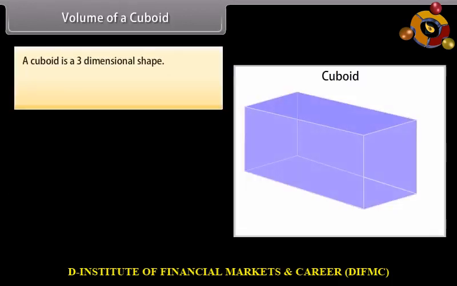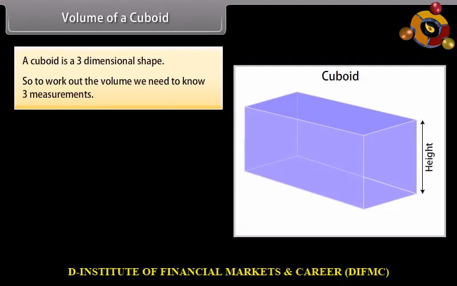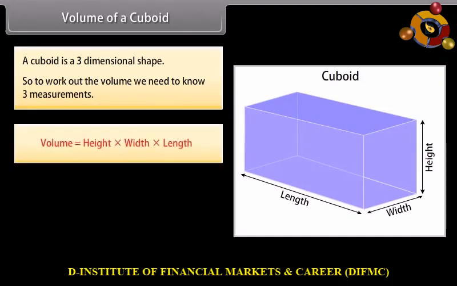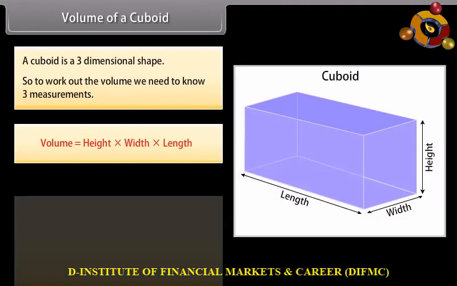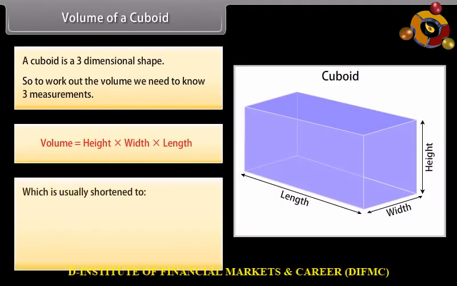Volume of a cuboid. A cuboid is a three-dimensional shape. So, to work out the volume, we need to know three measurements. Look at this shape. There are three different measurements: height, width, length. The volume is found using the formula, which is height into width into length, which is usually shortened to V equals h into w into l, or more simply, V is equal to LWH.